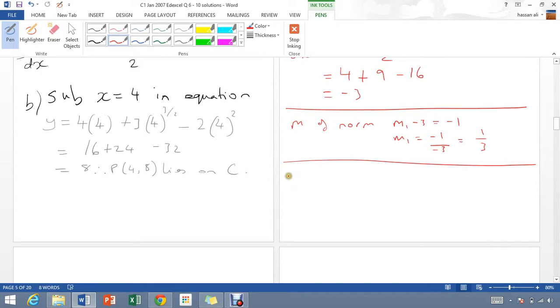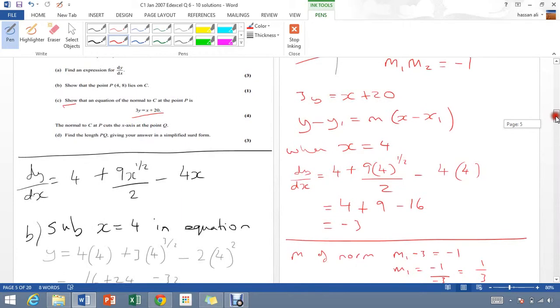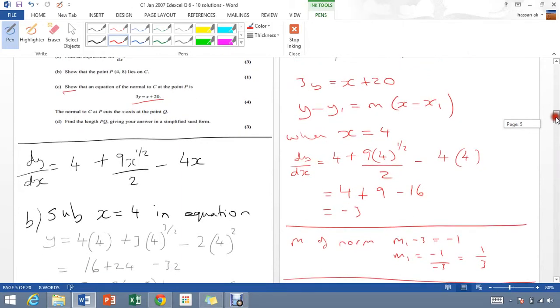Okay, so for that one, remember we use y minus y1. In this case we had our point 4, 8, so y1 is 8. Our gradient is 1/3, and your x1 is 4. Right, now I need to simplify this. Remember where we're going, it says show. So we need to make sure we're heading towards that equation there, 3y equals x plus 20.